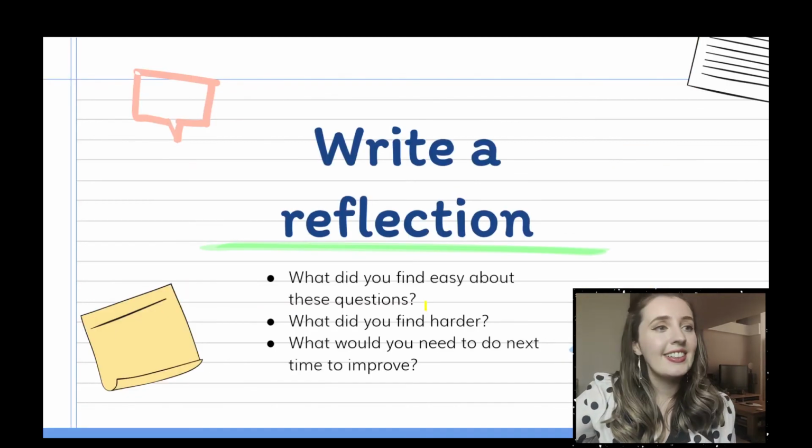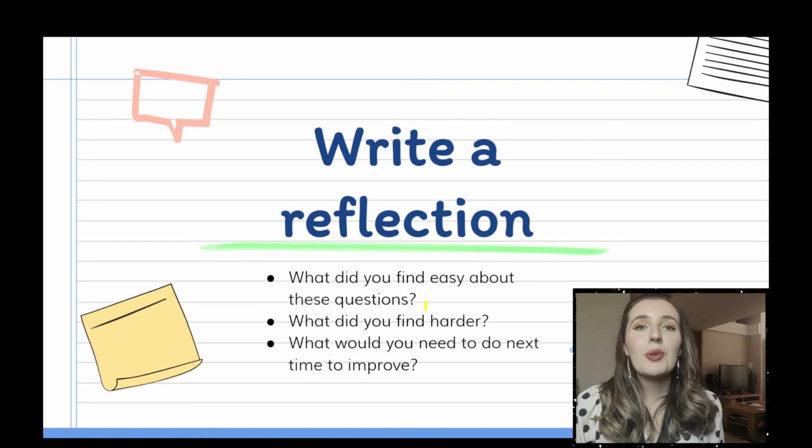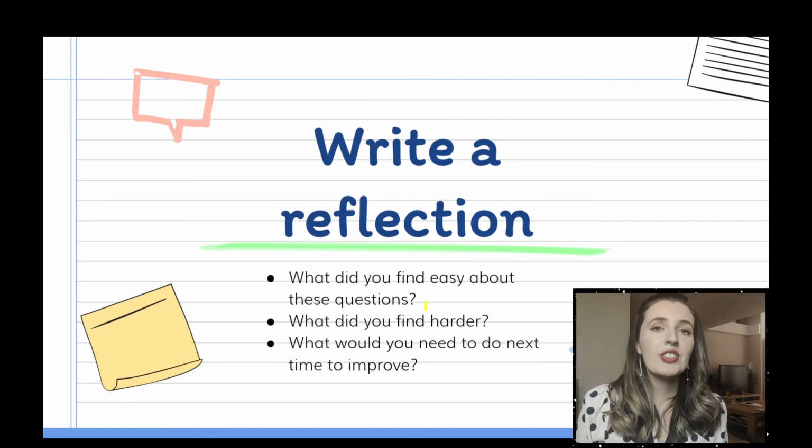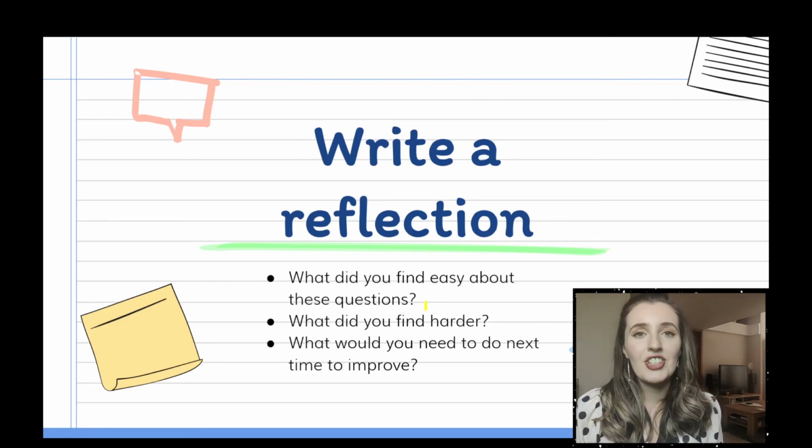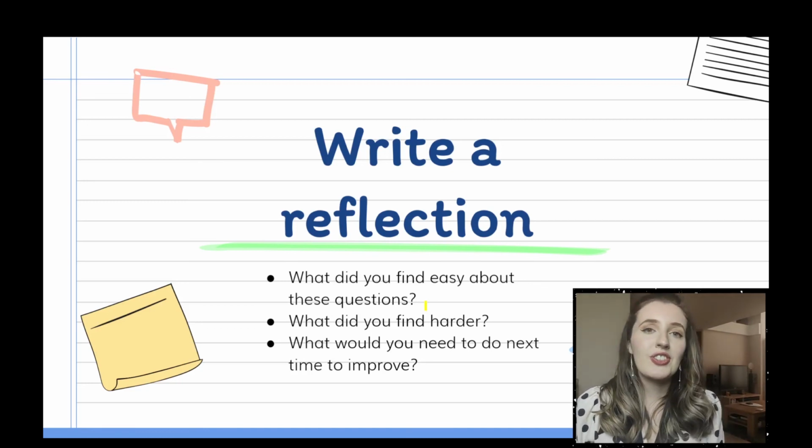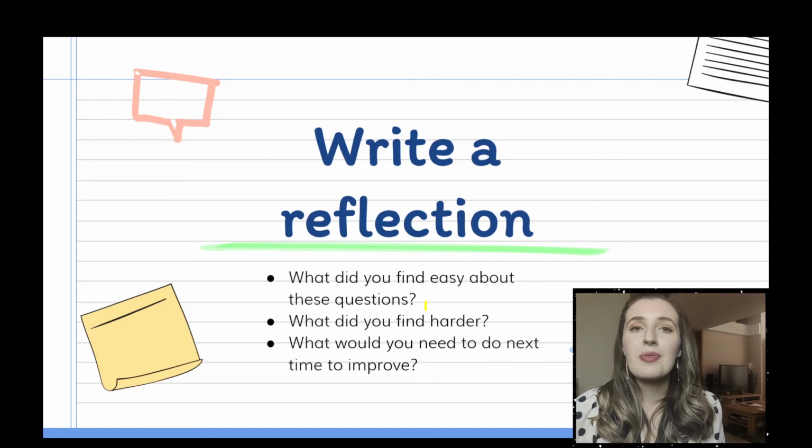Finally then, I want you guys in your notebooks to write a reflection. What did you find easy about these questions, and what did you find a little bit more challenging? When you next do these questions, what will you do differently and why? Make sure that you do this reflection so you can see how you will make that improvement next time.